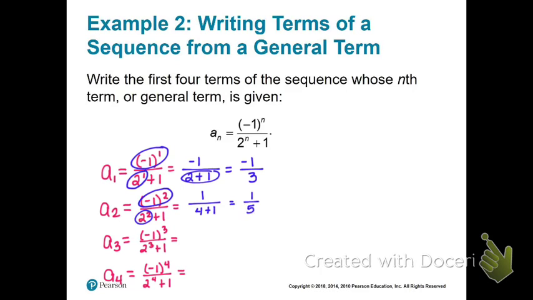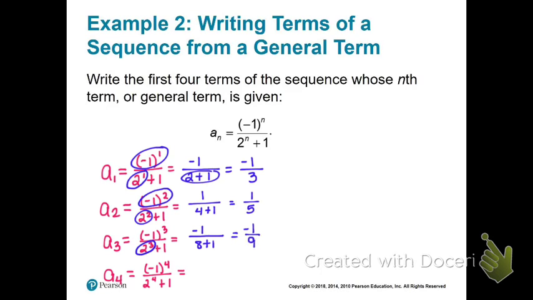All right, keep going. What is negative 1 cubed? It's still negative 1. Remember, if a negative number is raised to an odd exponent, it's going to be negative. If a negative number is raised to an even exponent, it'll be positive. And then in the denominator, we got 2 cubed, which is definitely 8, plus 1. So we get negative 1 over 9.